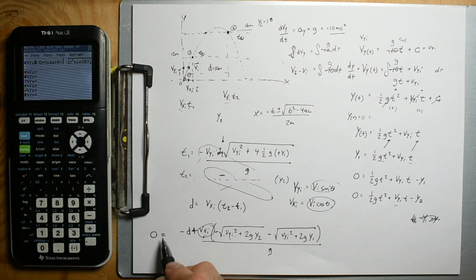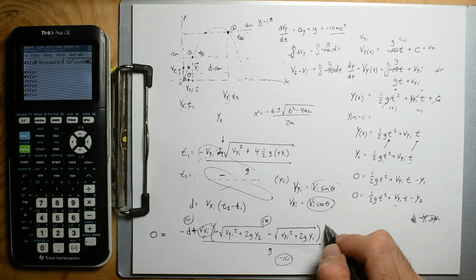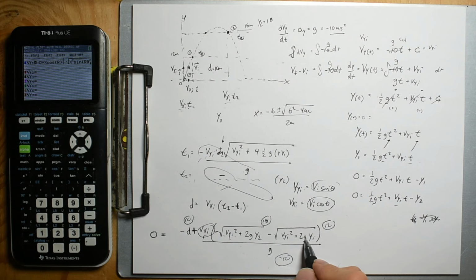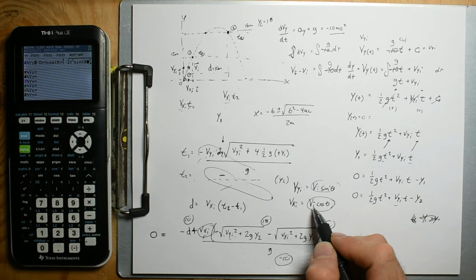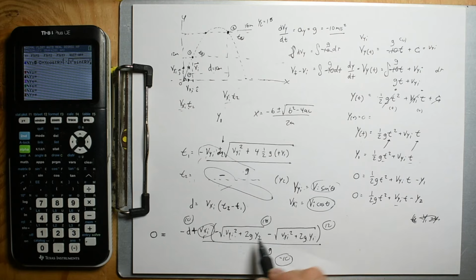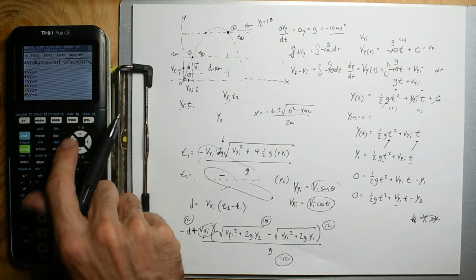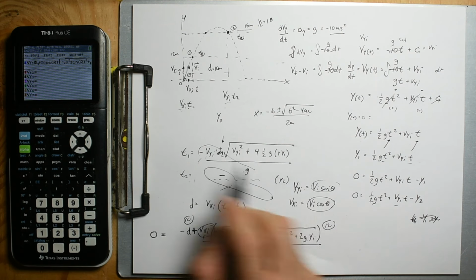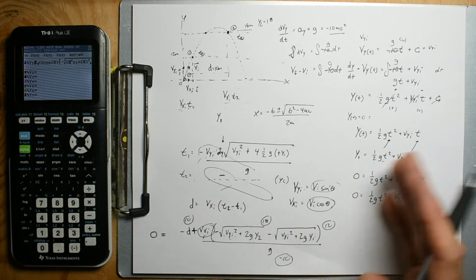Now I have a problem that's equal to 0. d is going to be 10 in my calculator. g is going to be negative 10. y2 is 18, y1 is 12. This g is negative 10, negative 10. Then this becomes VI sine theta squared, and this is VI sine theta squared, and then this is VI cosine theta. That's what I have, and theta is going to be my variable.